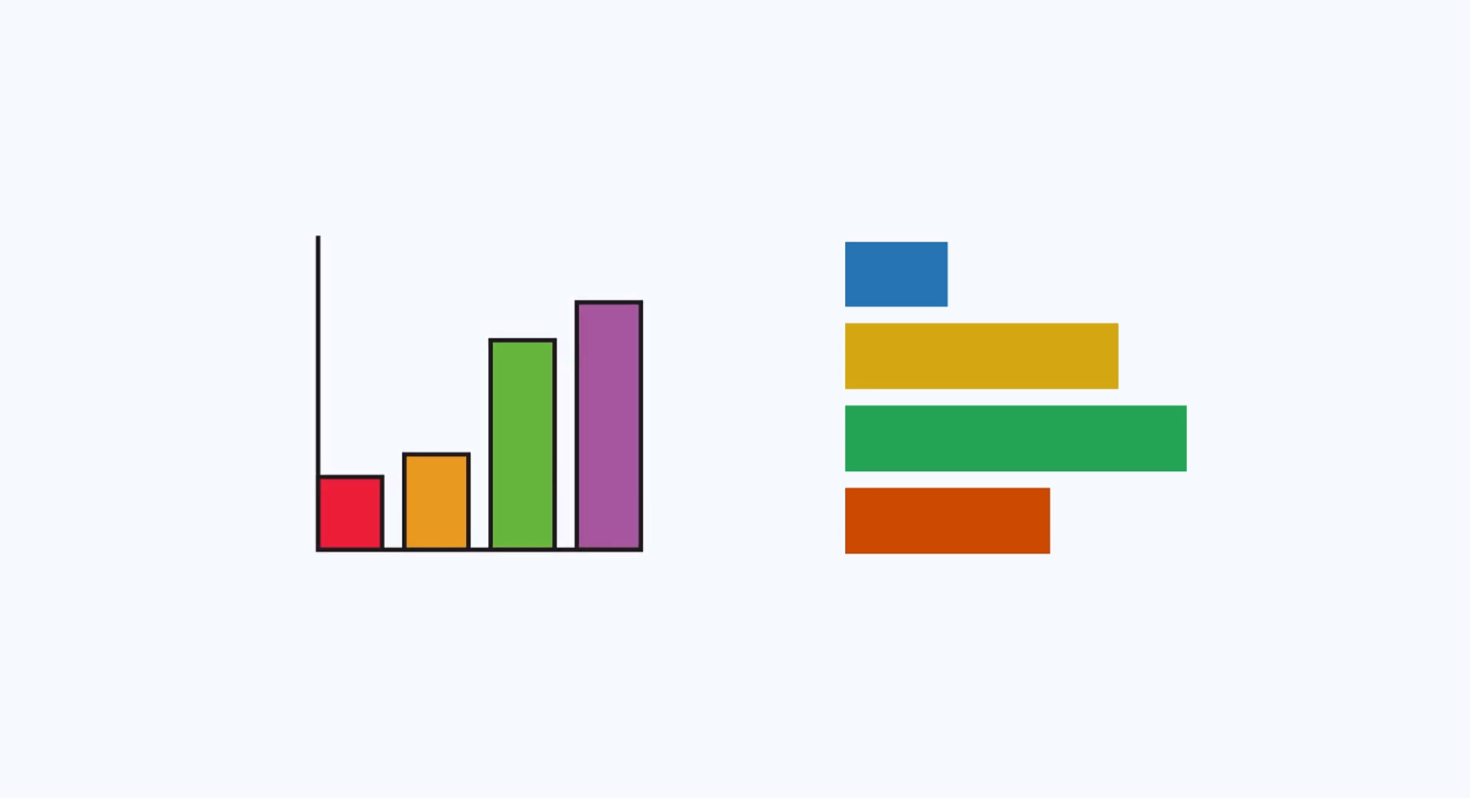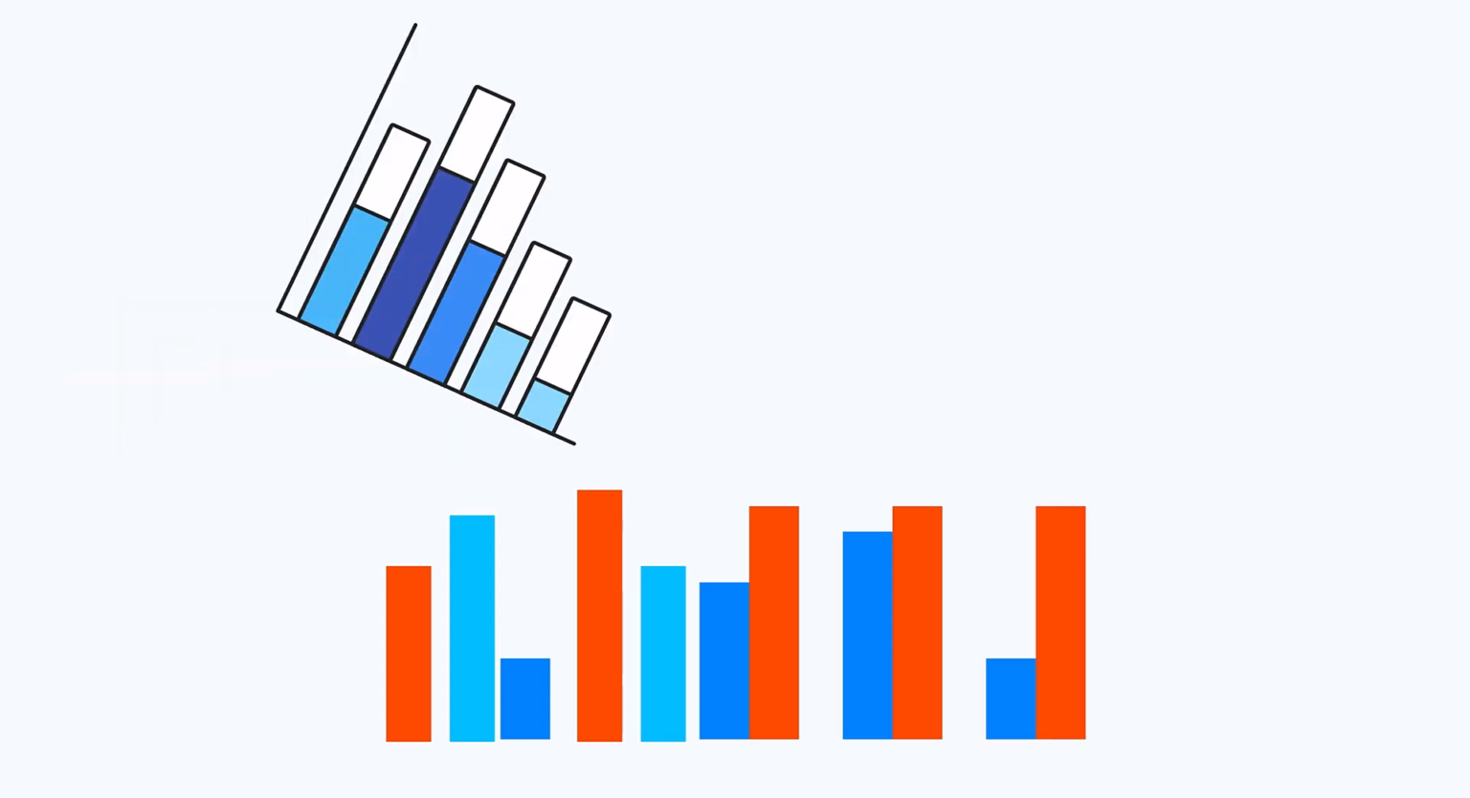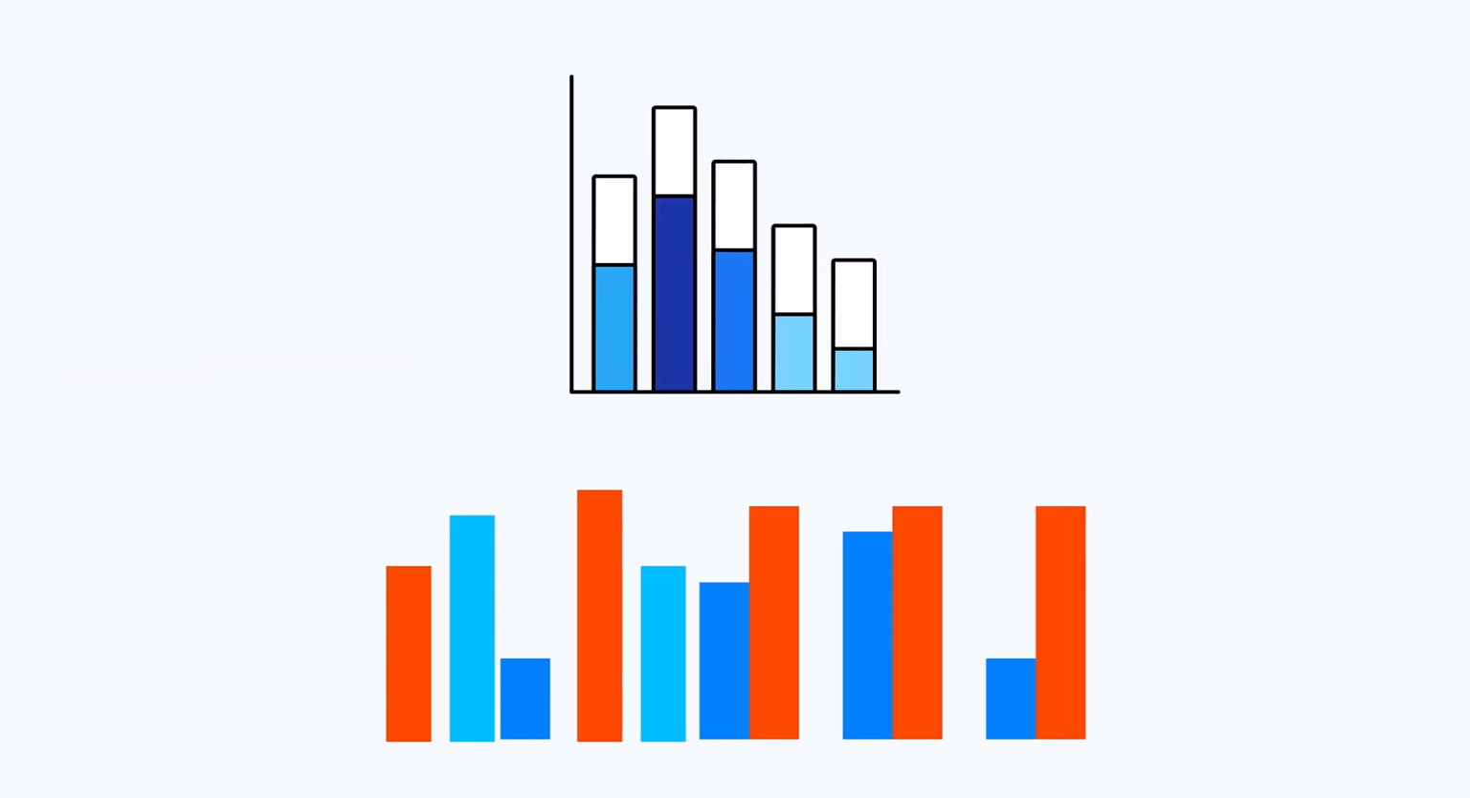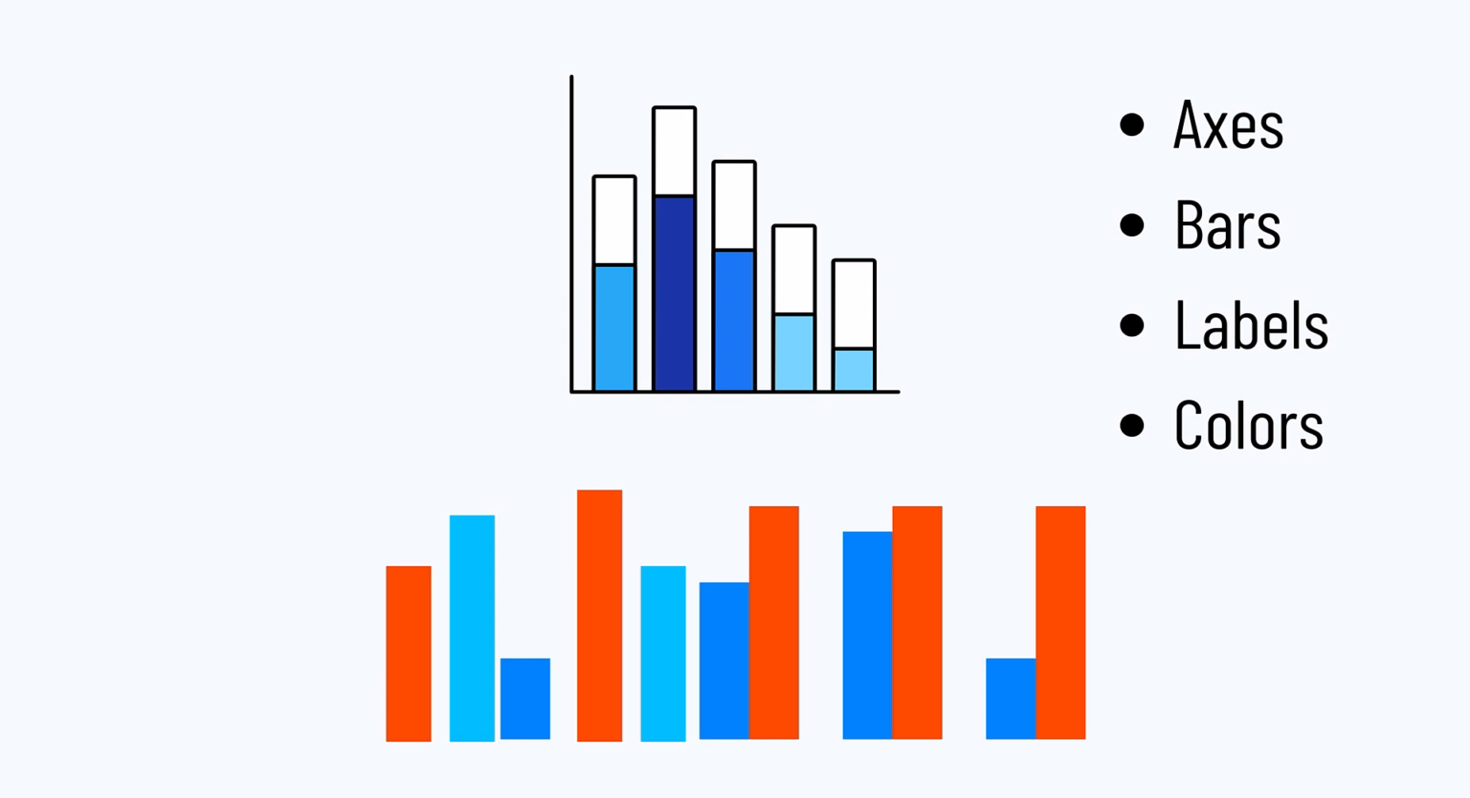They can come in various forms, such as grouped or stacked bar plots, which display multiple bars for each category, or stack bars on top of each other, respectively. Essential components of a bar plot include axes, bars, labels, and sometimes colors to distinguish between categories or groups. This type of plot is widely used due to its simplicity and effectiveness in visualizing categorical data.